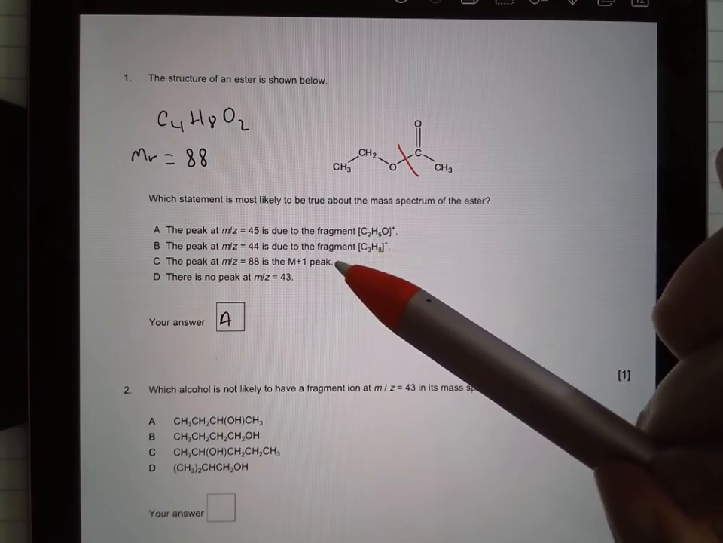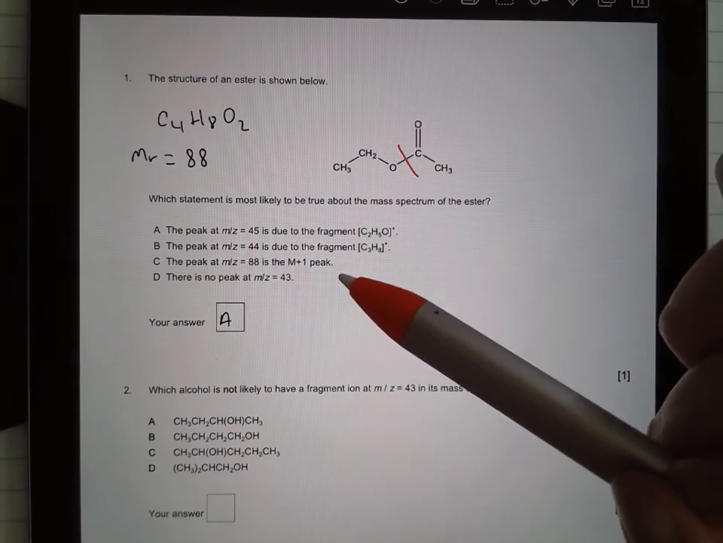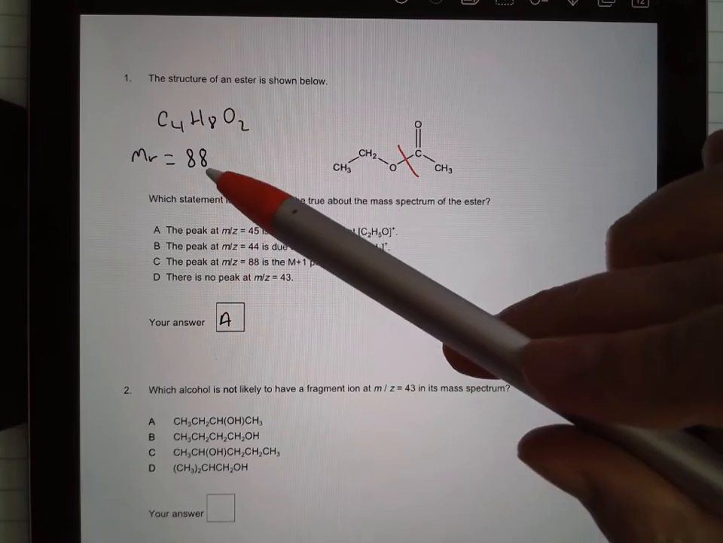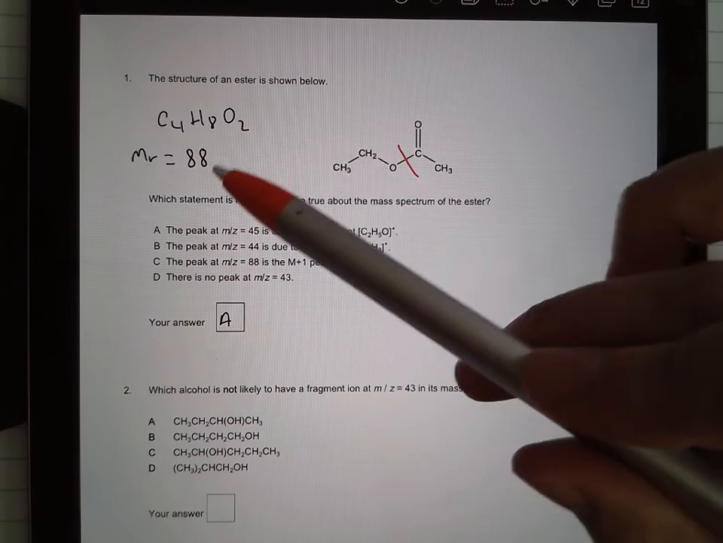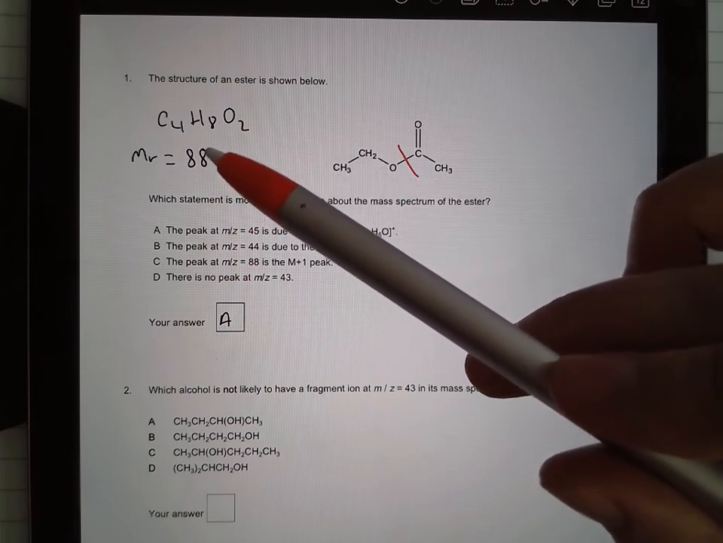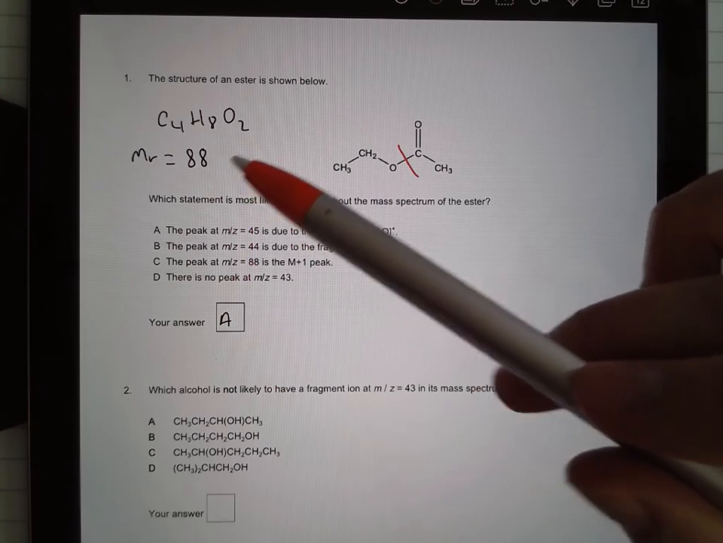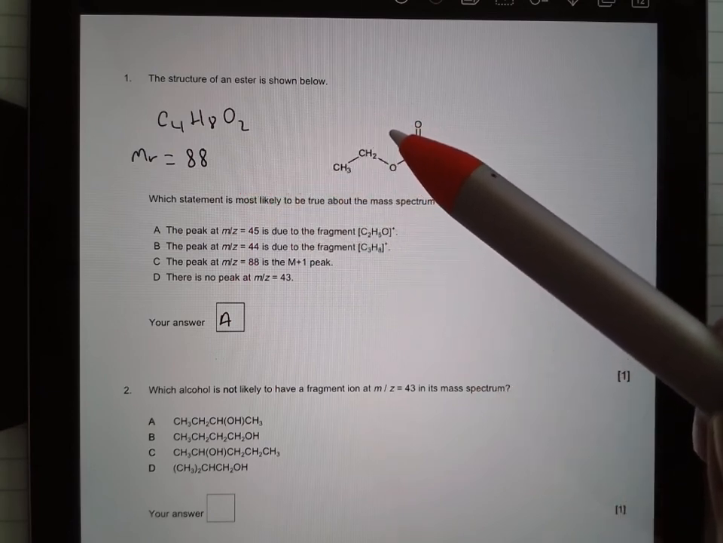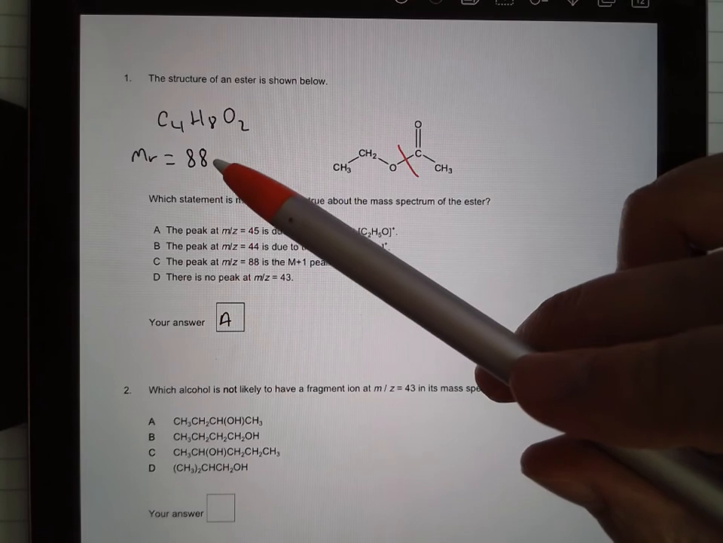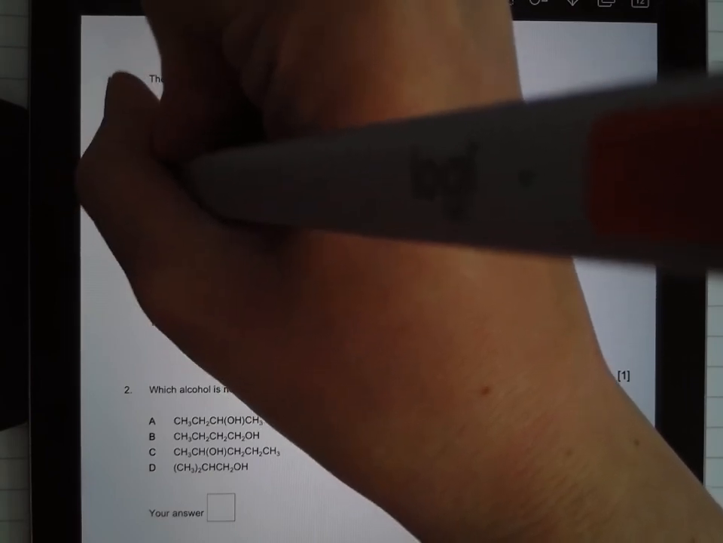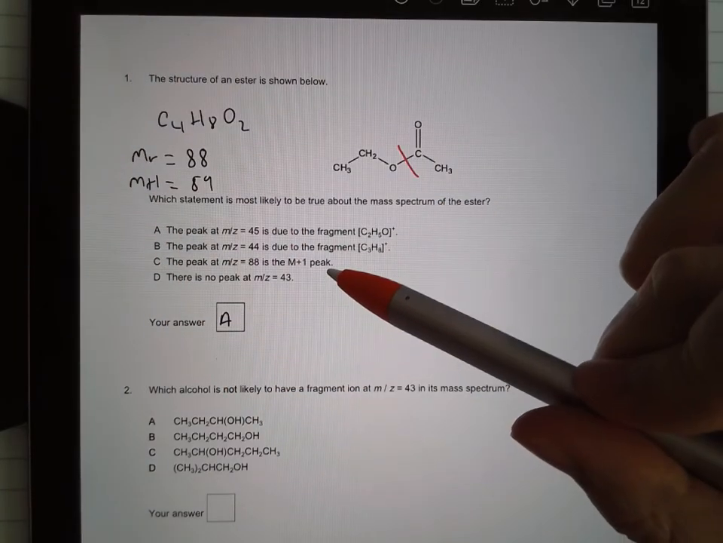C: the peak at m/z 88 is the M+1 peak. We have seen that the molecular mass of the entire molecule is 88, so that's its molecular ion peak. The M+1 peak would be because of the small proportion of carbon-13 atoms, and it would be 89. So if the formula mass of the whole molecule is 88, the M+1 peak is going to be 89. So this statement is incorrect.